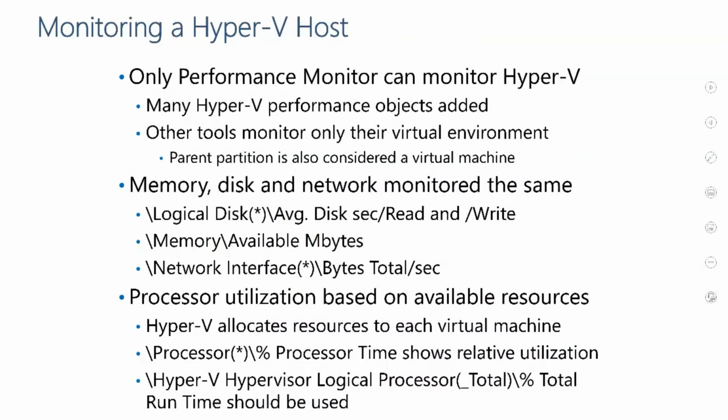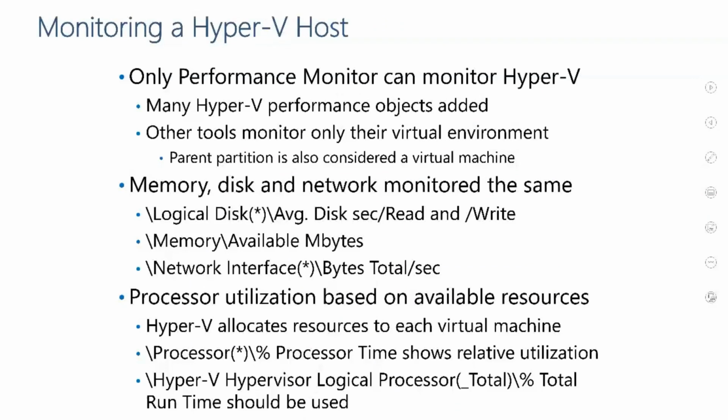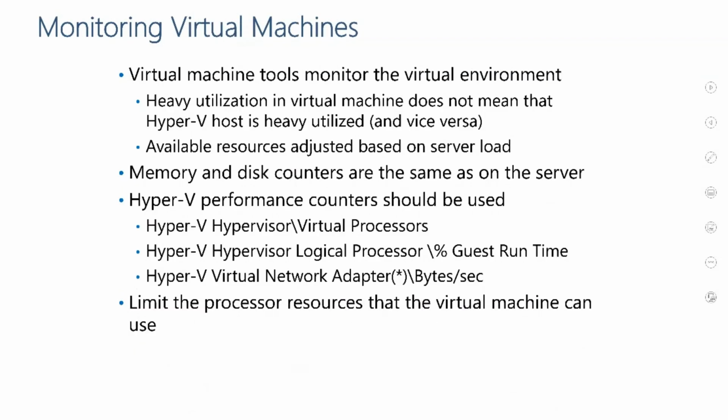So with the Hyper-V hosts, only performance monitor can monitor the Hyper-V. Many Hyper-V performance objects are added. So where you install the Hyper-V role, there's additional performance monitor objects. So all of these things here, you got extra ones for the Hyper-V. So for example, logical, these are some of the important things to monitor. Logical disk, average disk reads and writes, memory available megabytes, and so forth. Okay, I'm not going to go through all of them.